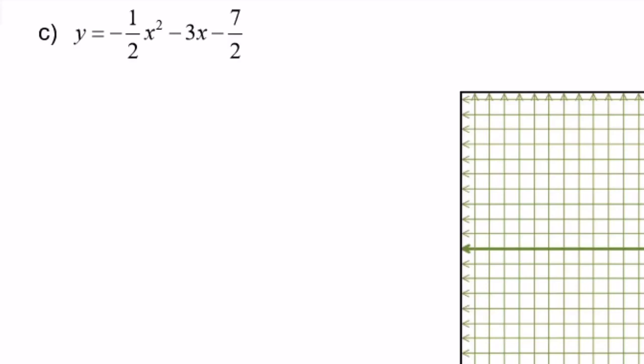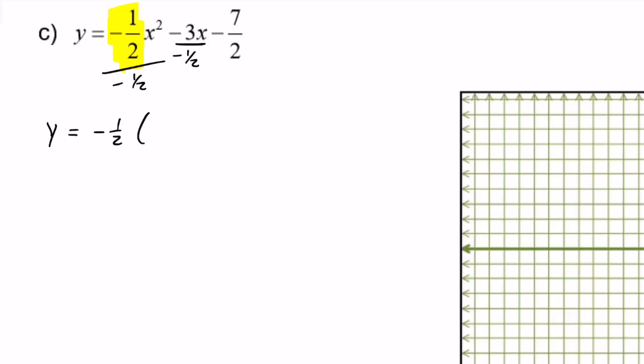All right, this one's a bit nasty because it's got a leading coefficient that is a fraction. So it's still, we just deal with it. So we've got to factor out the negative a half. So I'm going to go y equals negative 1/2, and I'm dividing both the first two terms by negative 1/2.